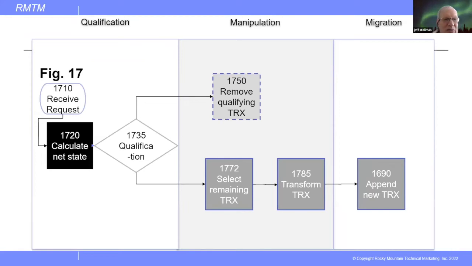Another, basically the first three steps are the same. You receive a request, calculate the net state, qualify them. You remove qualifying transactions. You select the remaining transactions, and instead of necessarily just starting with the net state, you could transform those transactions.